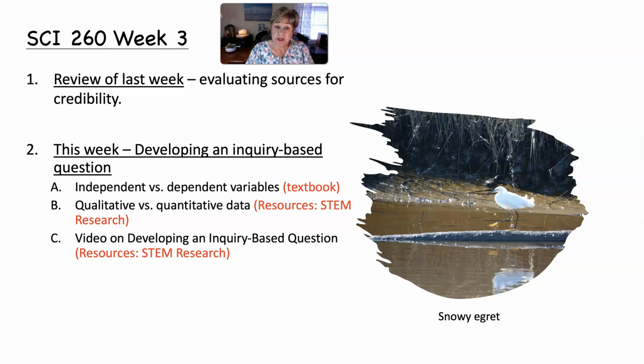Last week, in week 2, we evaluated sources for credibility. So we looked at sources and determined how credible they were. If you look at a website and it's opinion-based and there's no date on it and you don't know who funded it, it doesn't have much credibility. If you find primary research in a scientific journal, then you know that it is peer-reviewed and so it should be a good source of information. So that's one way to evaluate sources.